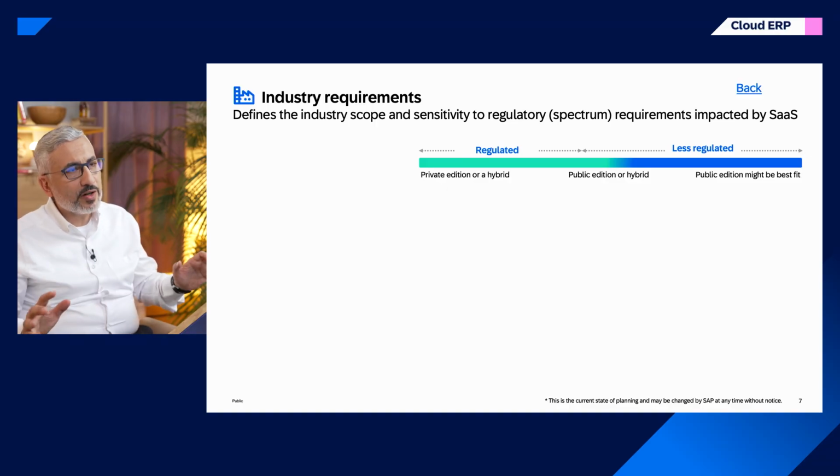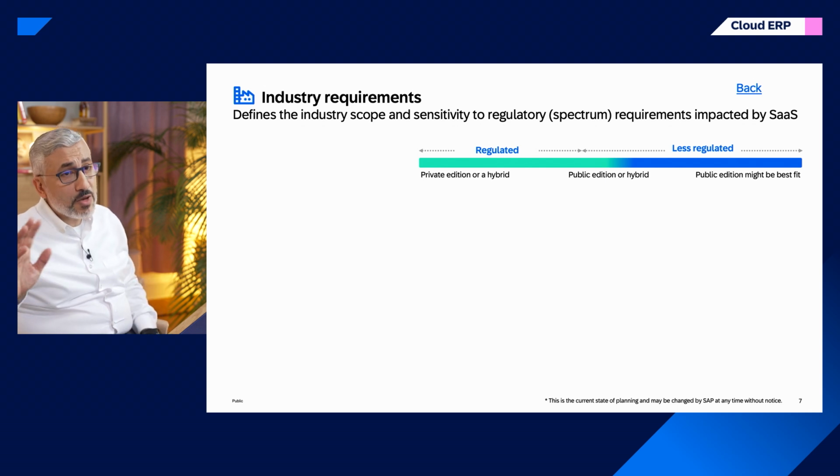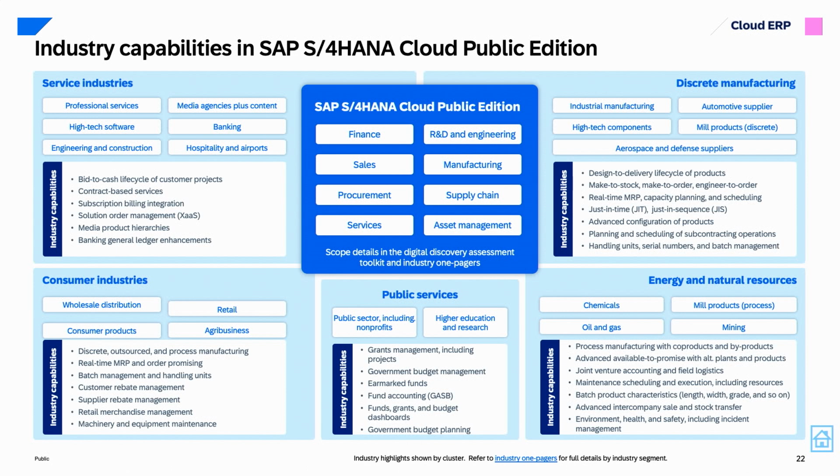I'm going to tackle these points for each of those elements. Let me start with the first one, industry requirements. Industry requirements define what industry scope you are in. It's a spectrum, starting from fully regulated industries where private cloud or hybrid would be the right fit, to less regulated industries where public cloud may be the best fit. But to make the right decision, I highly recommend going one level down to understand exactly what capabilities or industry requirements you are looking for. Just staying at the level of whether it is service industry, discrete manufacturing, consumer, public services, or E&R is not enough to judge whether public cloud or private cloud would be the right option for me. You need to really go down.